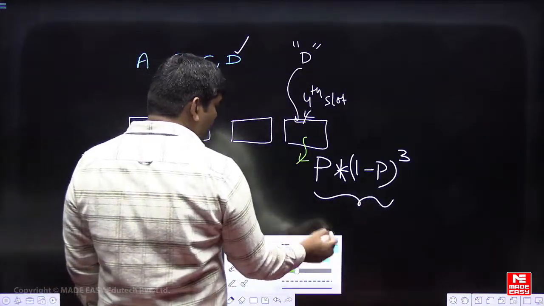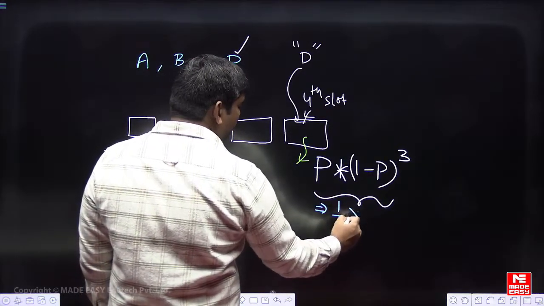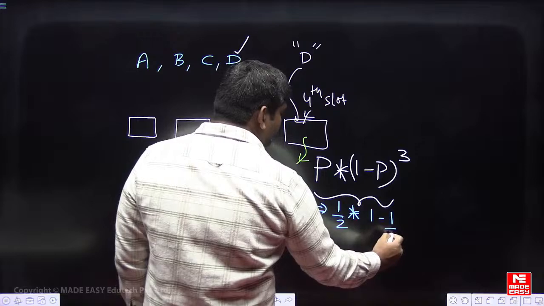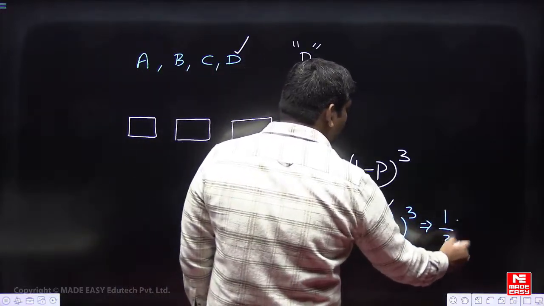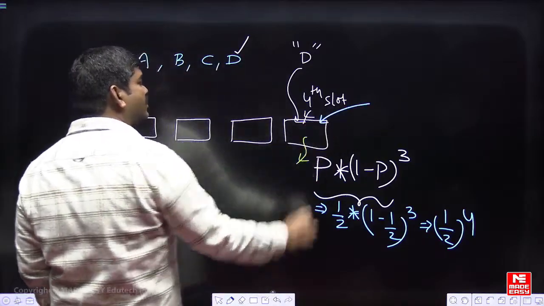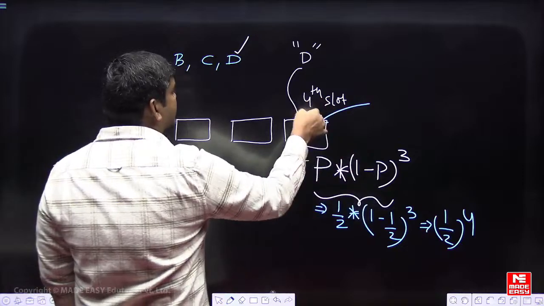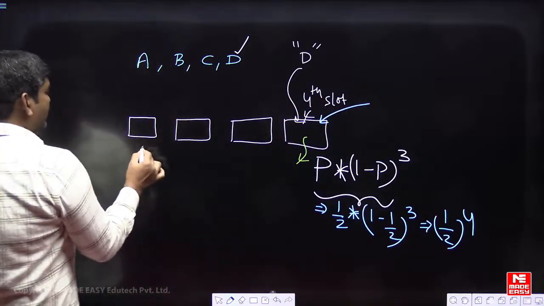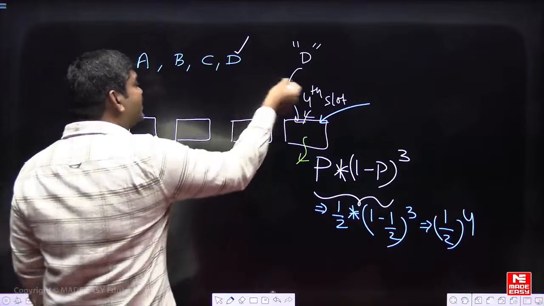So, they are mentioning that the probability of transmitting is 1 by 2, 0.5 means 1 by 2. This is how much? 1 minus 1 by 2 whole power 3. Say, indirectly it is 1 by 2 whole power 4. So, this is the probability of success in the fourth slot actually. Now, you tell me, once you know the probability of success for station D, can you calculate the probability of failures in these 3 slots by station D?